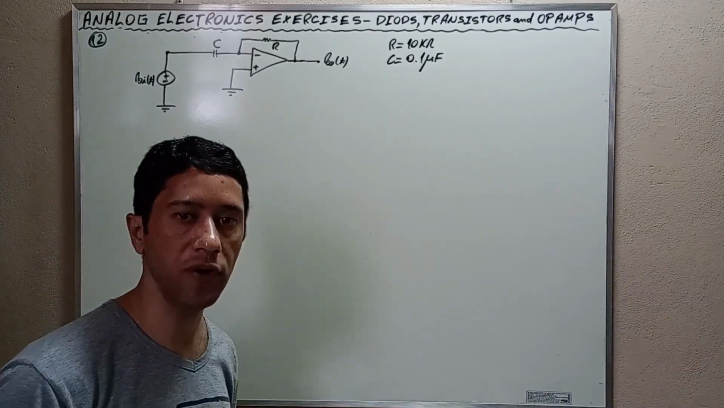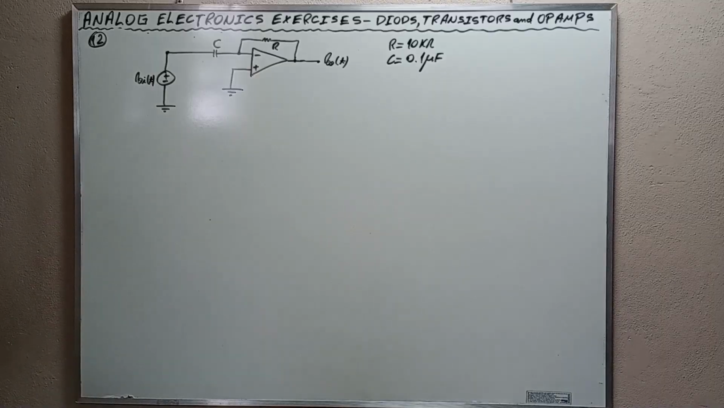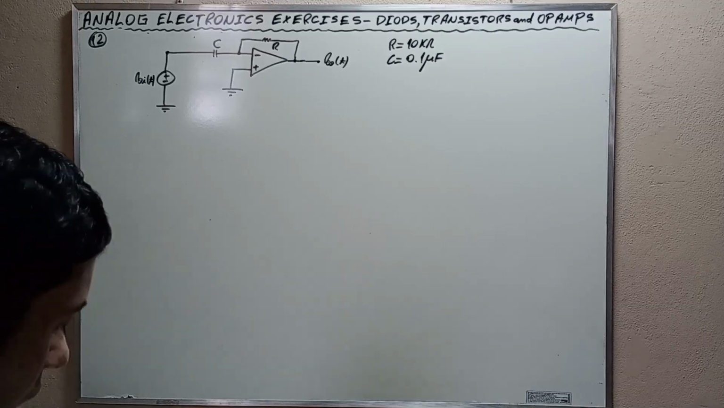Exercise number 12. Consider the circuit of the figure. It is fed by a voltage source Vi of t and has components R equal to 10 kilo ohms and C equal to 0.1 microfarad. The question: what is the transfer function in the frequency domain? Okay, my friends, this is the exercise. Let's go to the solution.